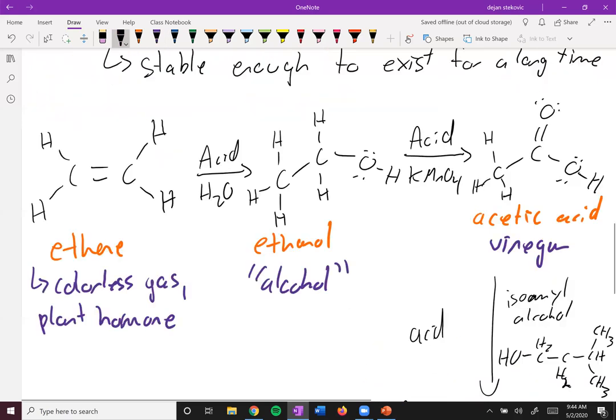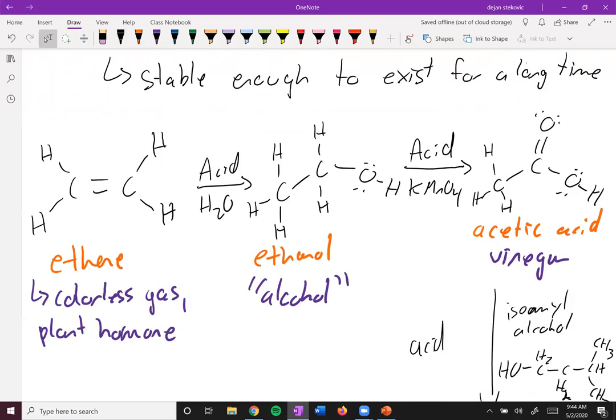So that shows you the modularity and the stability of carbon-based compounds, right? We can take ethene, a colorless gas and a plant hormone, something that can exist perfectly fine. But if we put it in some acid and some water, we can turn it into ethanol, which is the alcohol that you can drink, which is obviously stable enough to store on the shelf and whatnot.